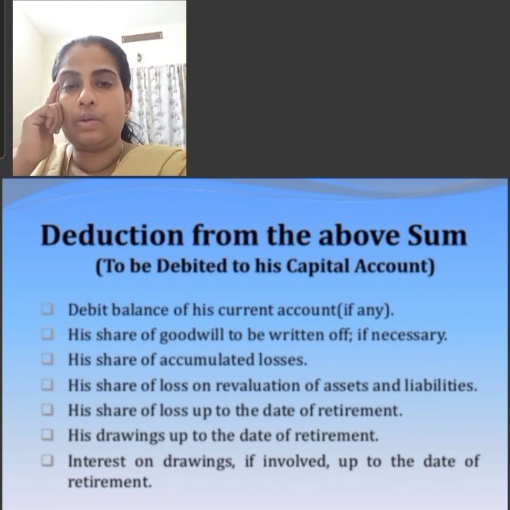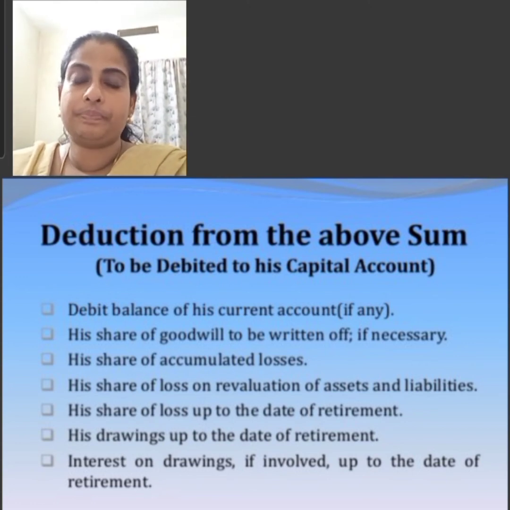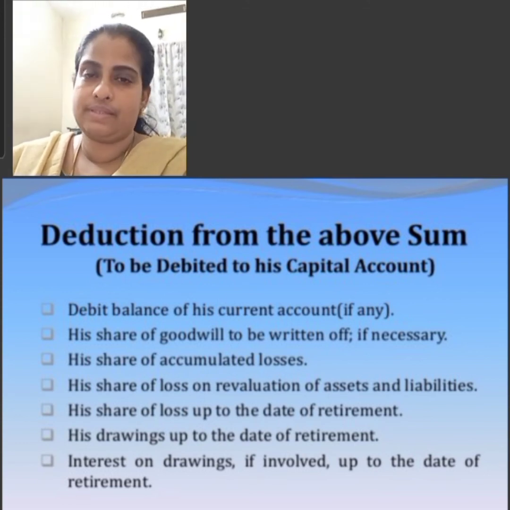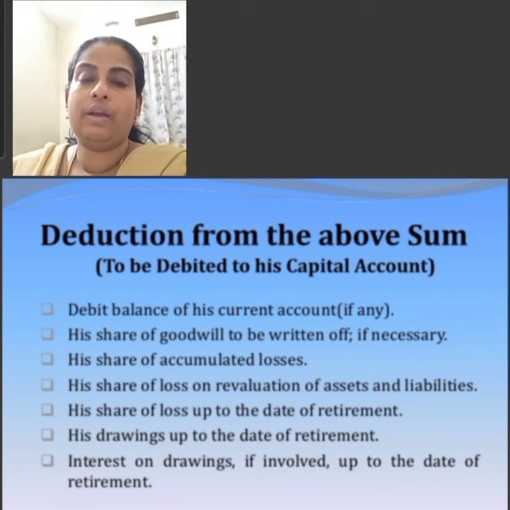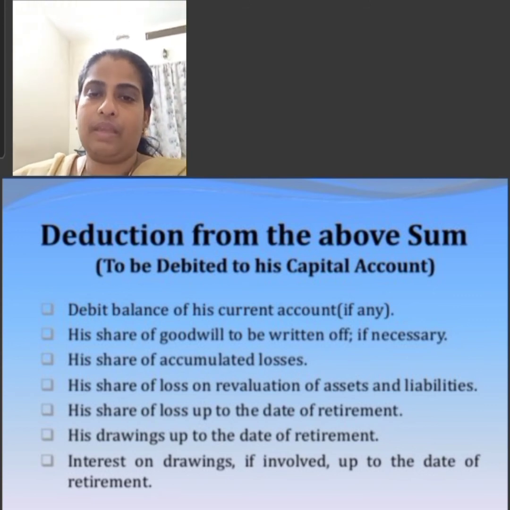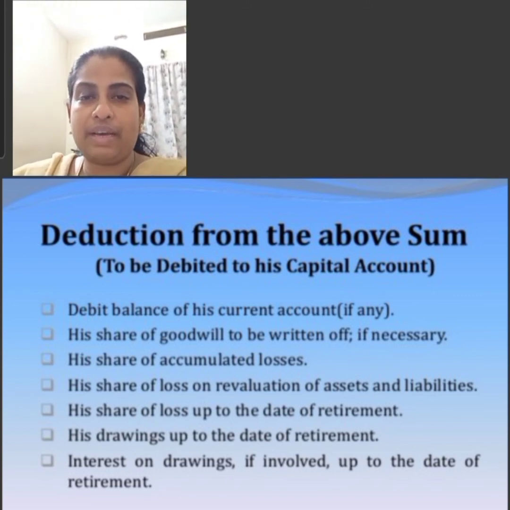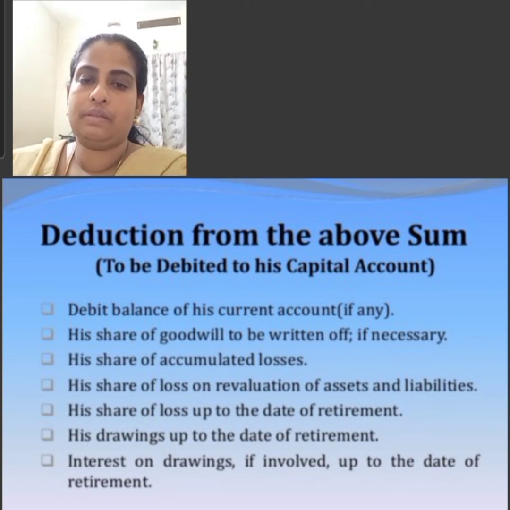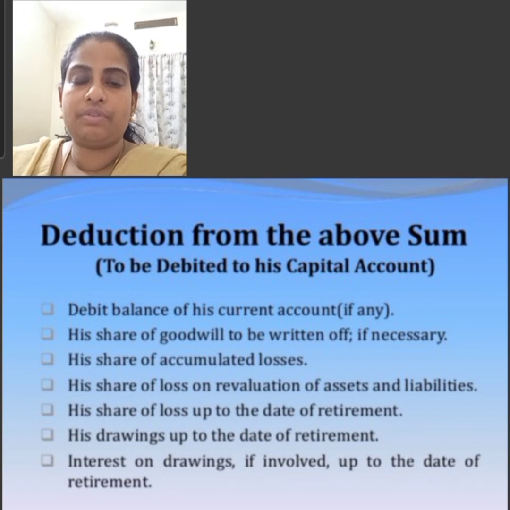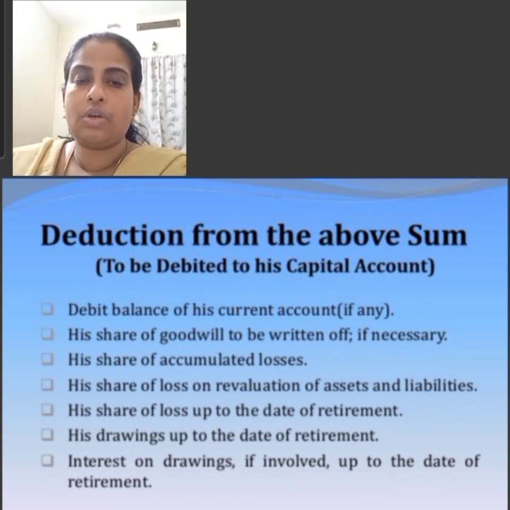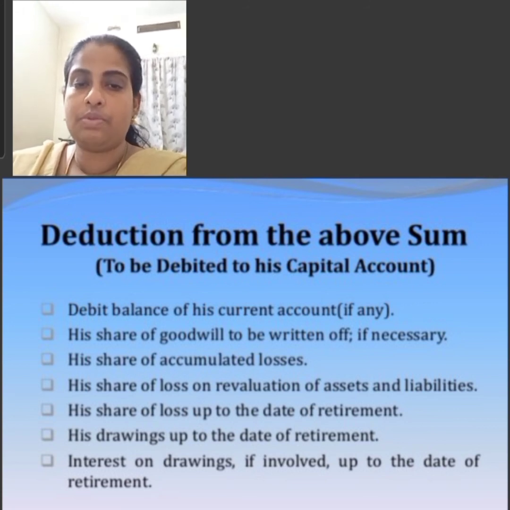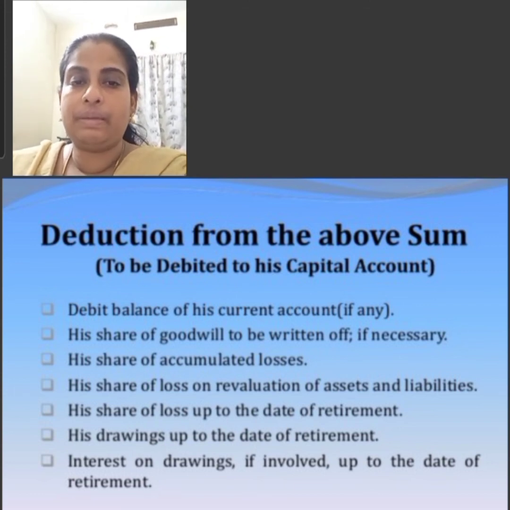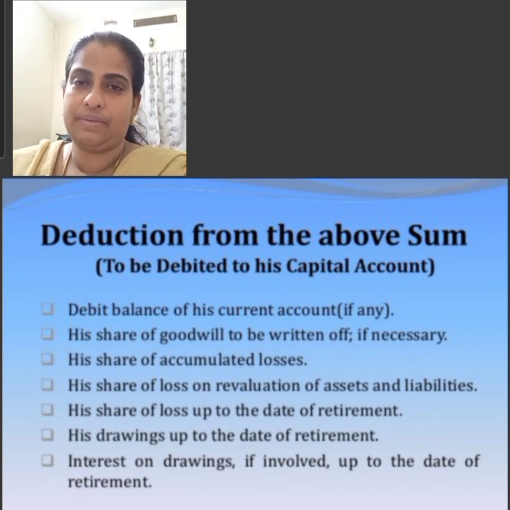If there are accumulated losses, the entry will be: existing partners' capital account debit to accumulated losses. It may be the profit and loss account debit balance. Then his share of loss on revaluation of assets and liabilities, his share of loss up to the date of retirement, his drawings up to the date of retirement, and interest on drawings, if involved, up to the date of retirement. These are the important items to be debited to his capital account.